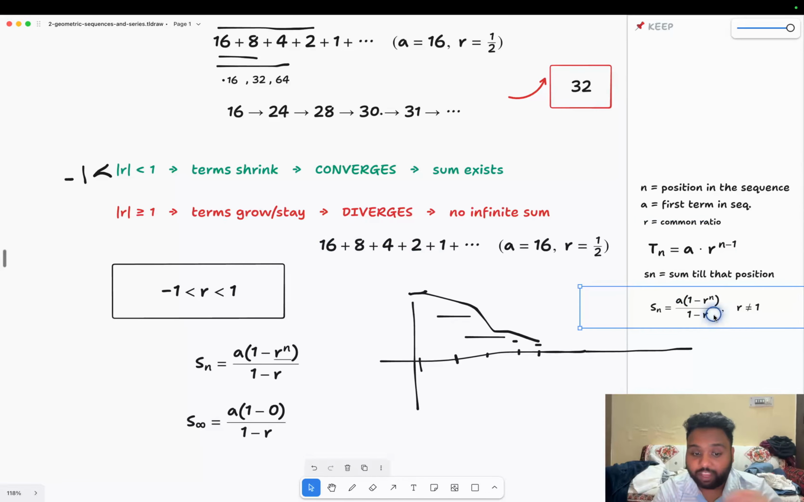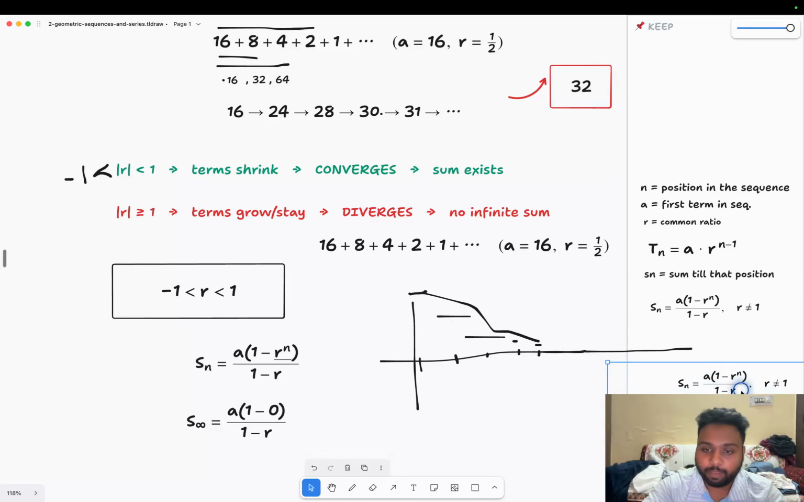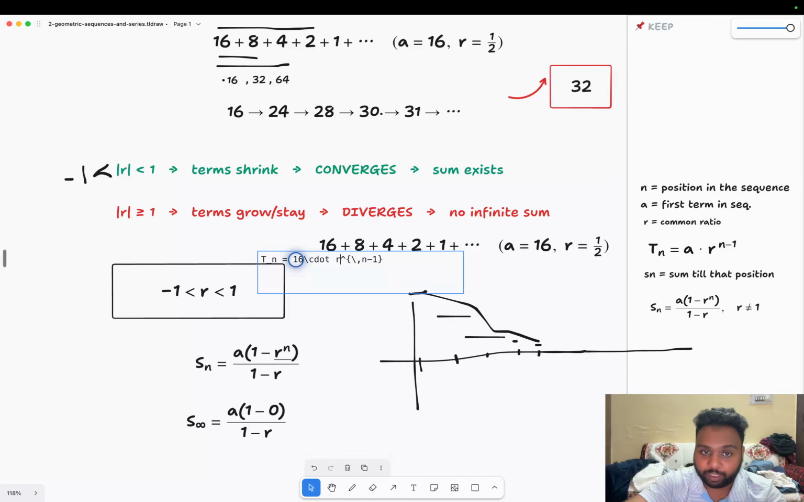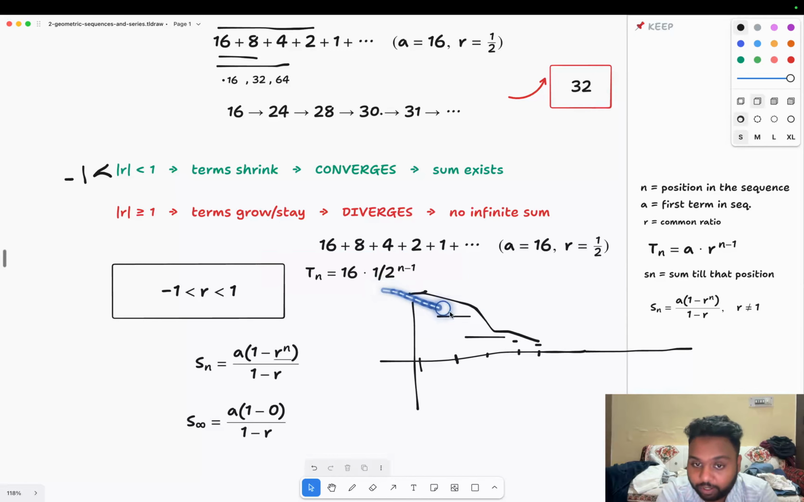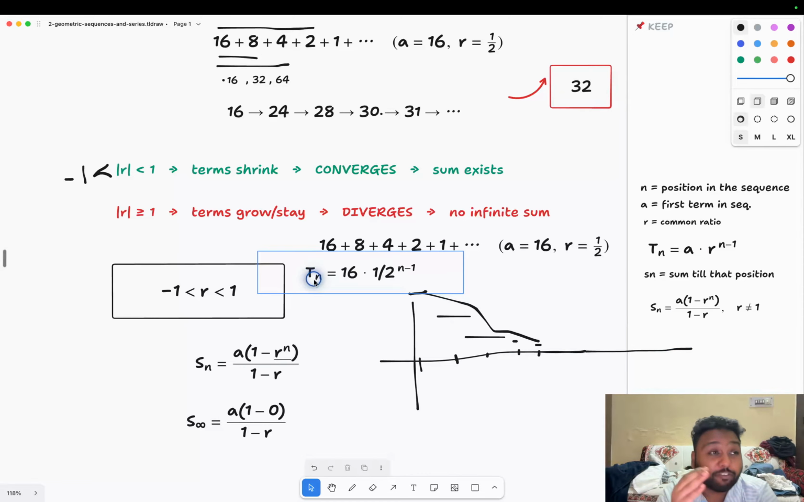So for this sequence, we have this formula for S of n, and we are going to try to recreate the T of n formula for this. For this series, the T of n is going to be a times r to the power of n minus 1, where a is 16 and our r is 1 by 2. This is our T of n. Now if you look at this graph, our fifth term is 1. And as we keep going and going, the value of T of n is going to get very, very small. But in mathematics, if we go up till infinity, the value will actually become 0, because we are taking a really small term and then making it even half.